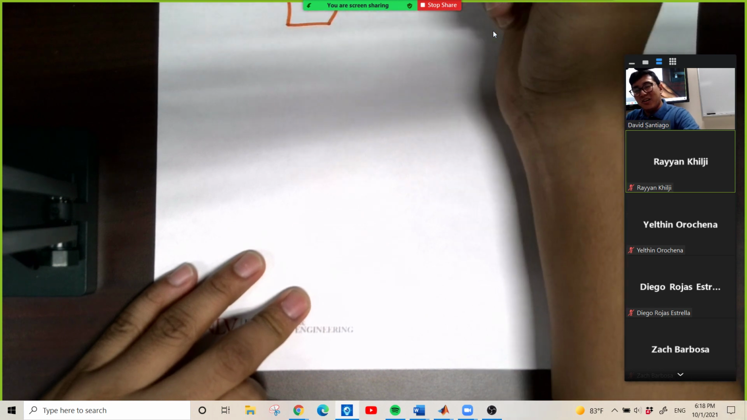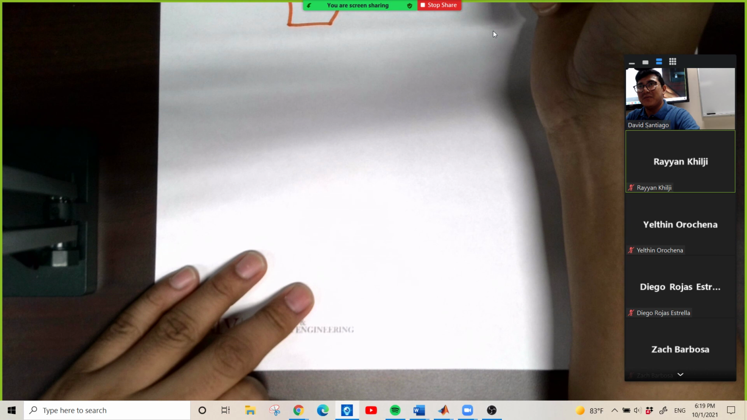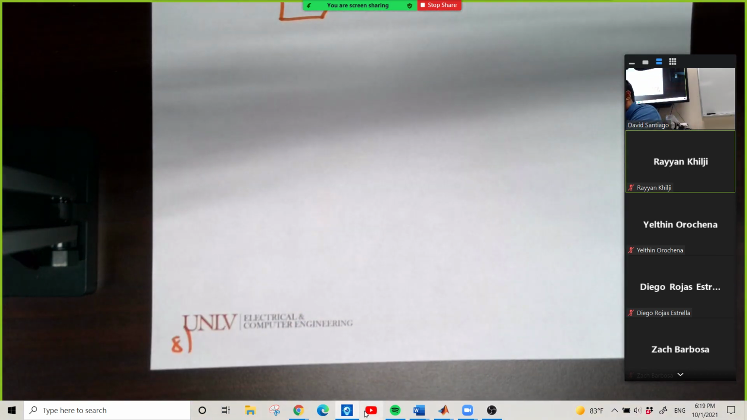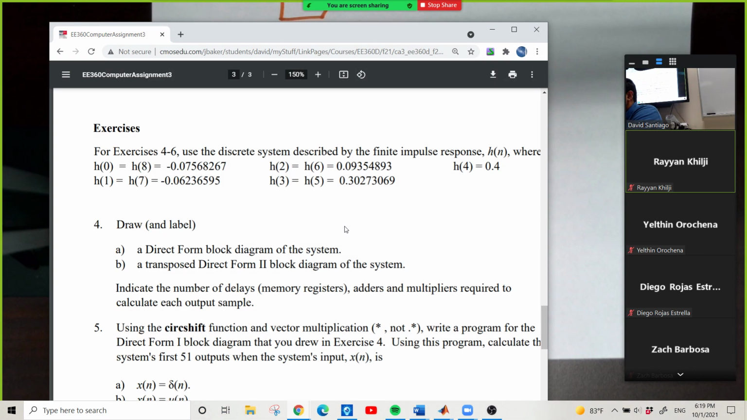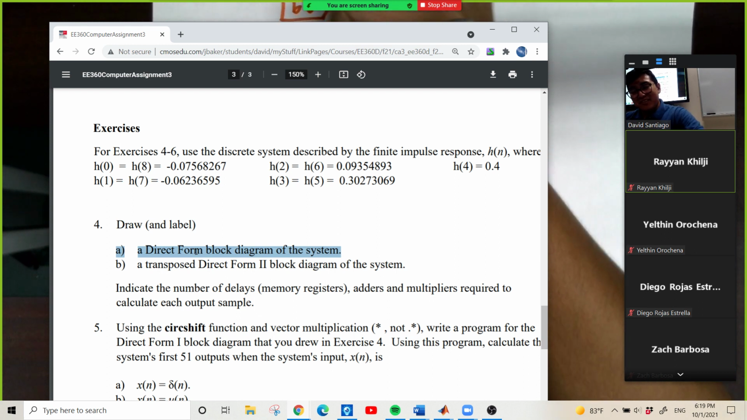So if you were to draw it, which one should I draw? DF1 or TDF2? Which one do you want me to draw? Direct form block diagram 1 or 2? Actually, no, I'm going to do direct form block 1. B0, easy way.